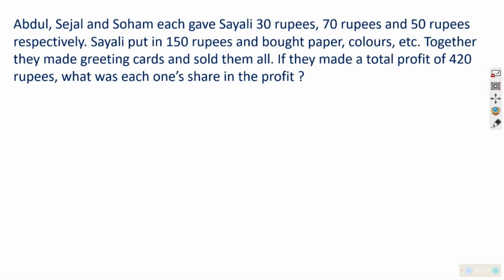Abdul, Sejal, Soham each gave Sayali 30 rupees, 70 rupees, 50 rupees respectively. ये तीनों ने सायाली को पैसा दिया, 30 rupees, 70 rupees, 50 rupees. Sayali put in 150 rupees and bought a paper, color, etc. Together they made a greeting card and sold them all. Oh, business कर रहे छोटा मोटा. If they made total profit of 420 rupees, what was each one's share in the profit?